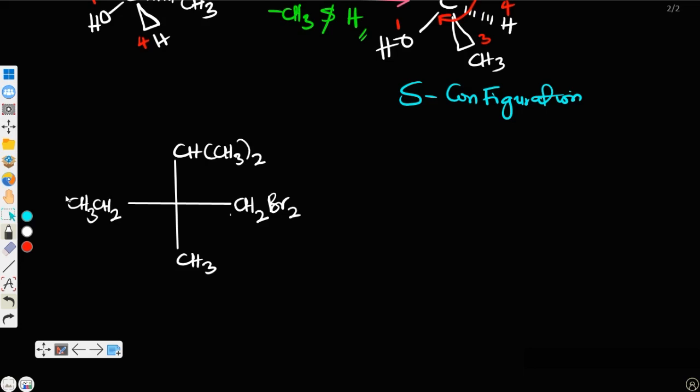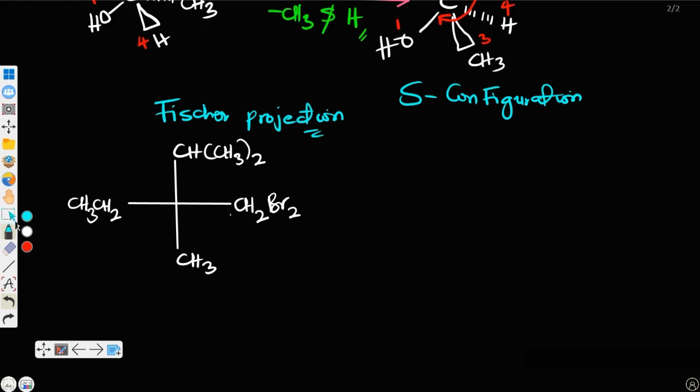Now this is what we call the Fischer projection. If it is given to you in Fischer projection, how do you determine the configuration? It's very easy. First of all, you must make sure that the lower priority group is not on the horizontal line. You must ensure that the lower priority group is not on the horizontal line. If the lower priority group is on the horizontal line, it means your configuration will be the opposite of what you are supposed to get.